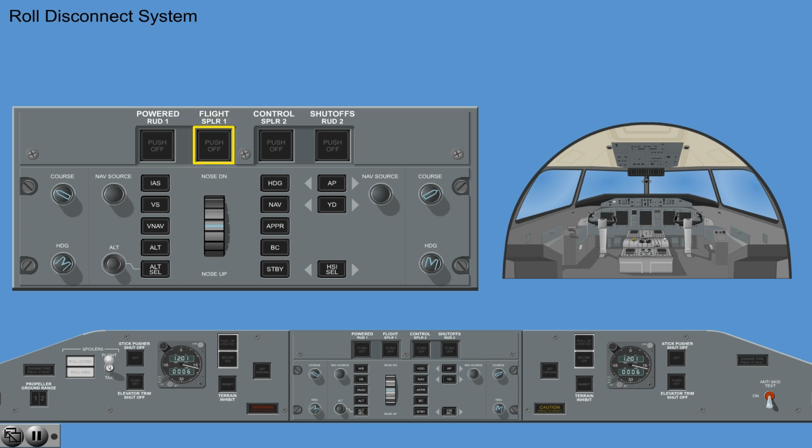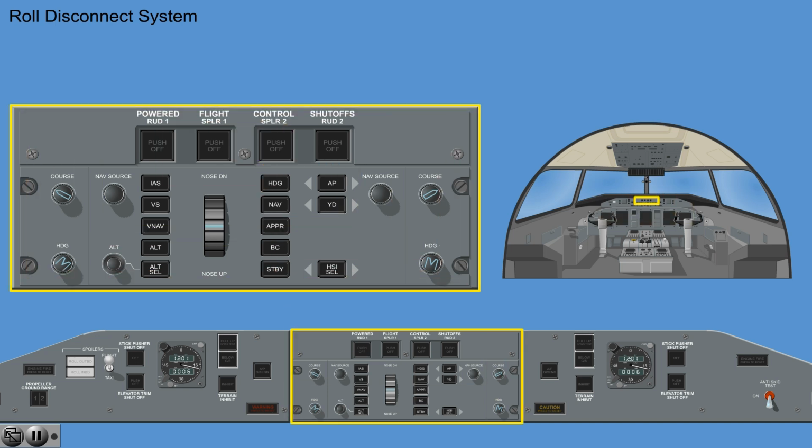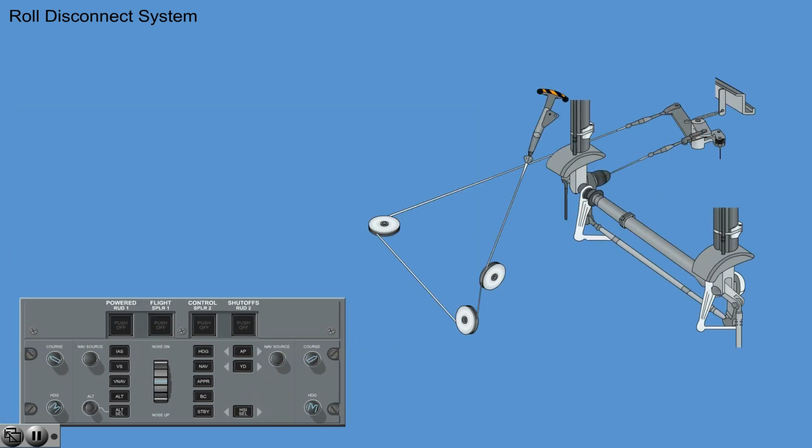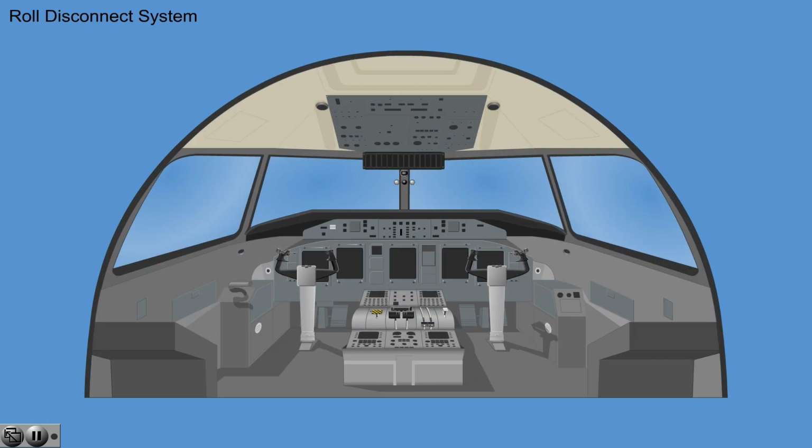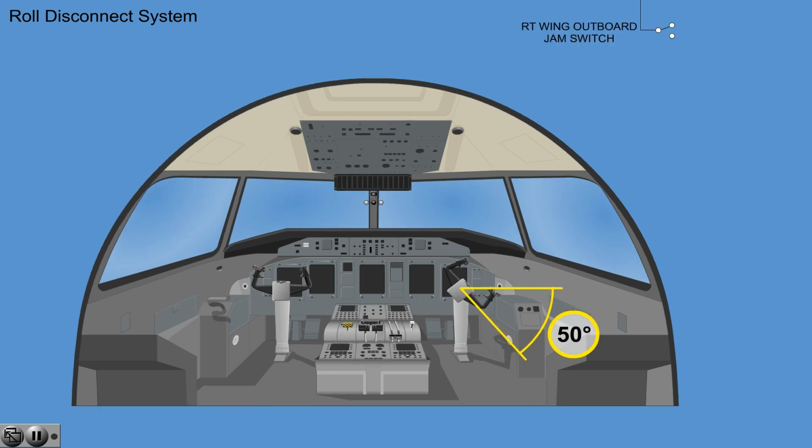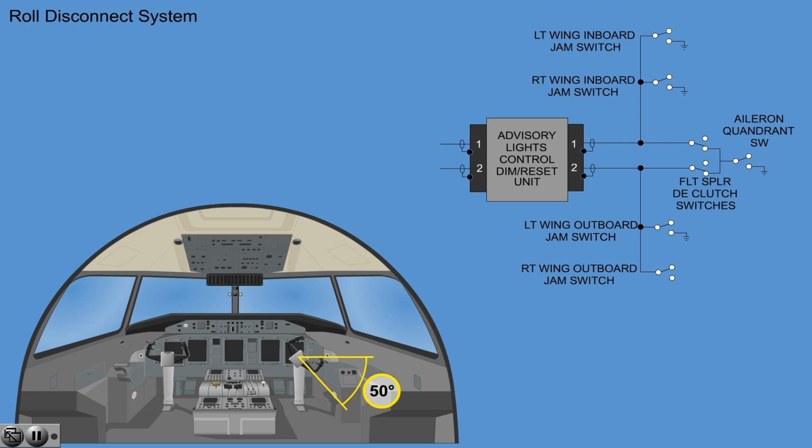The spoiler 1 and spoiler 2 switch lights are located on the center glare shield panel. When the roll disconnect handle is pulled, a micro switch is closed by the roll disconnect lever assembly. If the co-pilot control handwheel is rotated more than 50 degrees to overcome the effects of a jammed spoiler control system, the aileron quadrant also closes a micro switch.